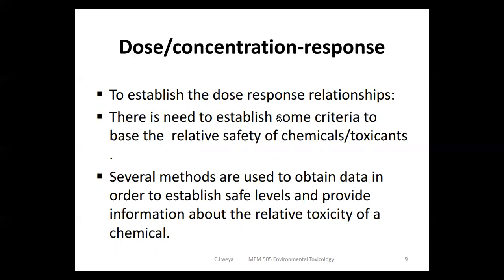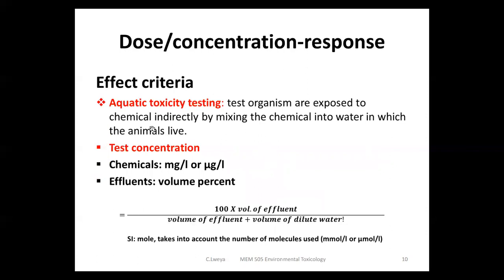Okay, so there's a need to establish some criteria to base the relative safety of a chemical, a toxic or toxicant. Several methods. Which one is important here? Okay, we are saying we can estimate how much of the effluent can go into the water.